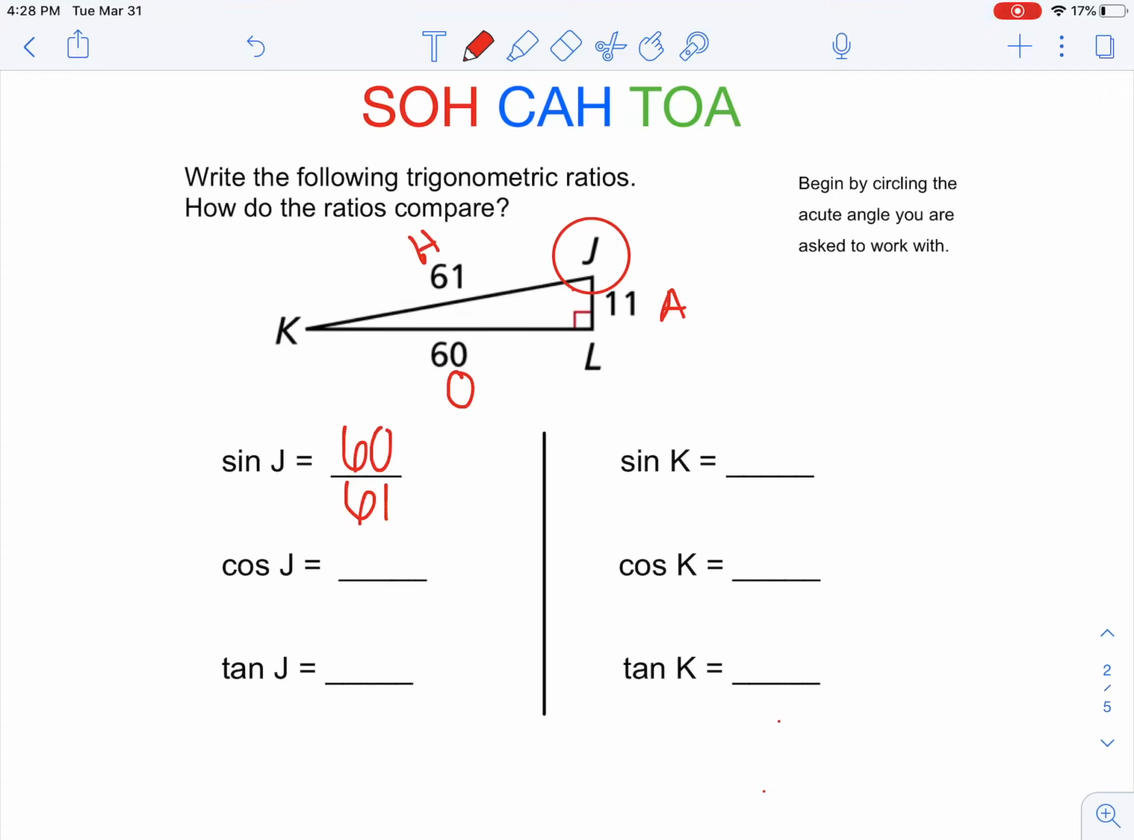Next, I'm going to find cosine of J. Since I'm still working with angle J, I can leave my markings on the triangle the same. So cosine of J is adjacent over hypotenuse. So my adjacent side was 11 over my hypotenuse, which was 61.